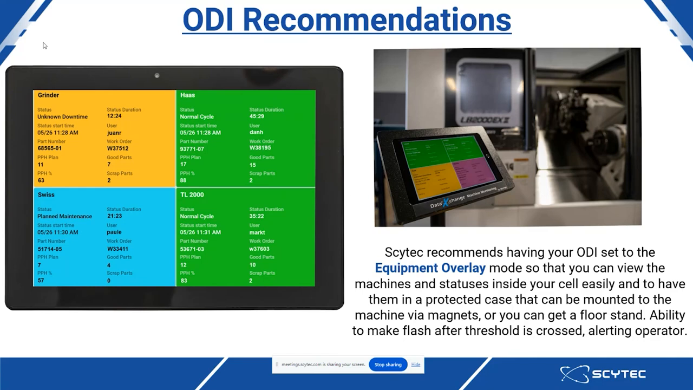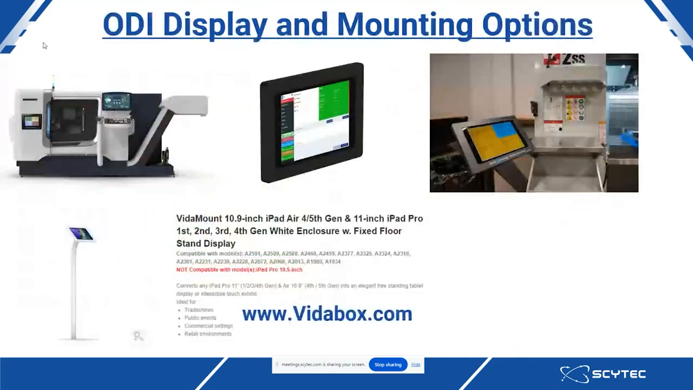Now, what you see on the outside of this tablet, which you can see in that right image, we advocate for these things called Vita boxes, which are an enclosure, as well as floor stands that you can see. And this is what you can have next to a machine. Or if you look at that 3D image of the DMG Mori model up in the top left corner, we have clients that mount these ODI tablets to the machine via magnets.